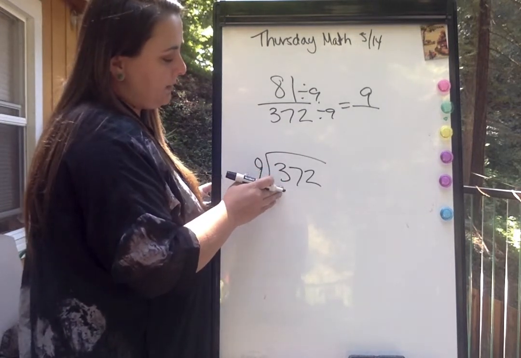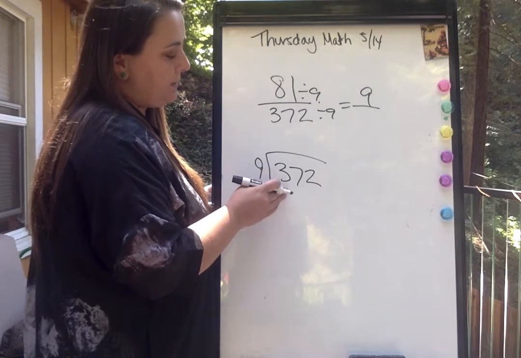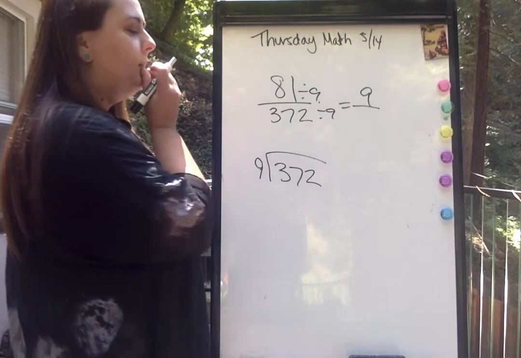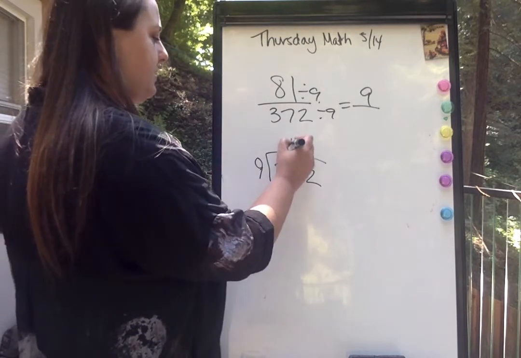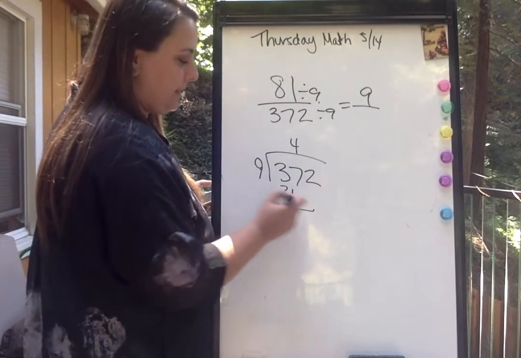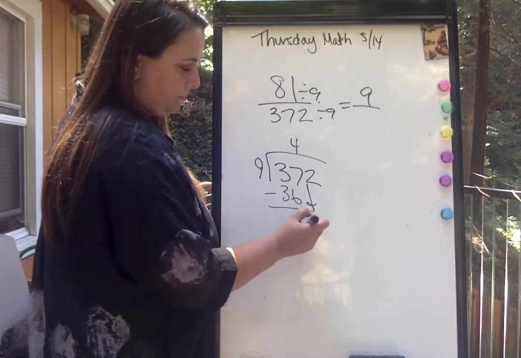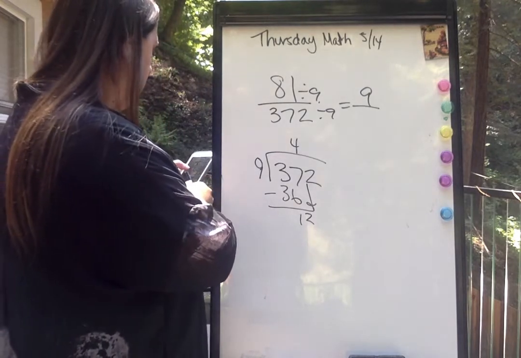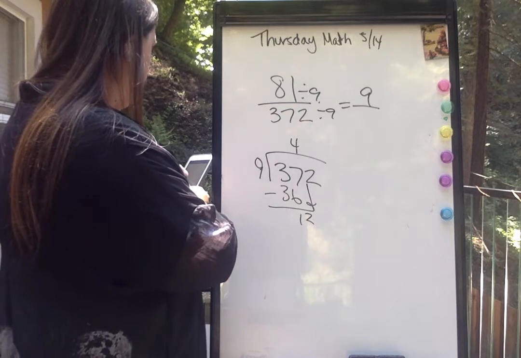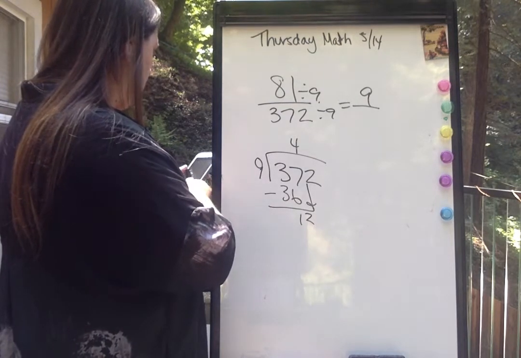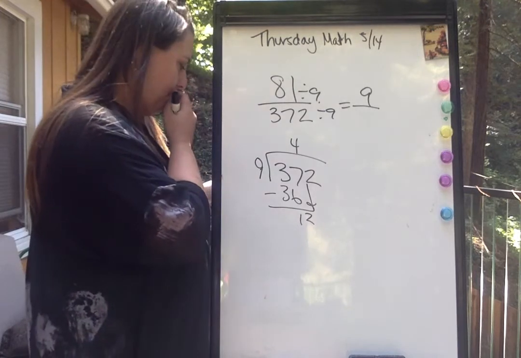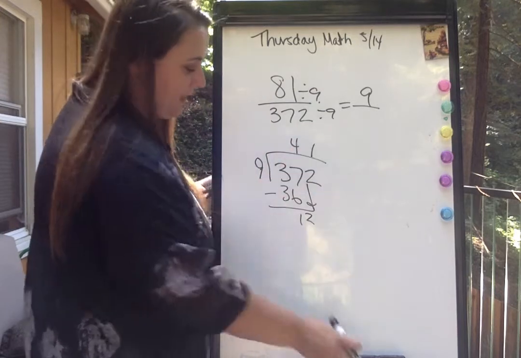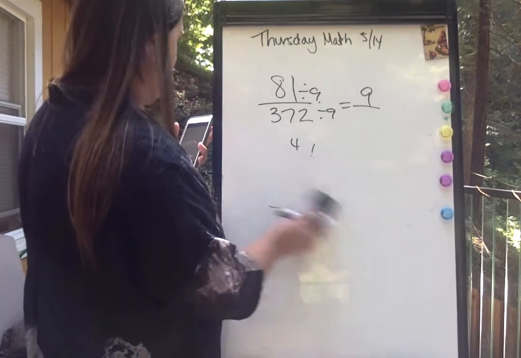So 9 goes into 3 0 times. 9 goes into 37. Let's see, 4 times, giving me 36. And 9 goes into 12 one time. So that's not going to work. 9's not going to work. We have to figure out something else.